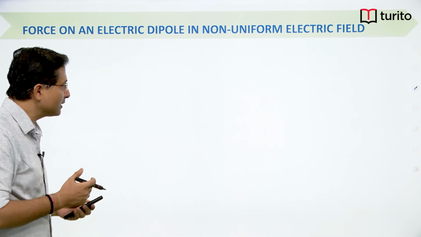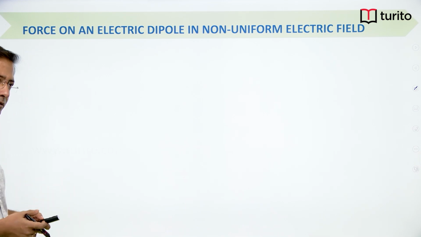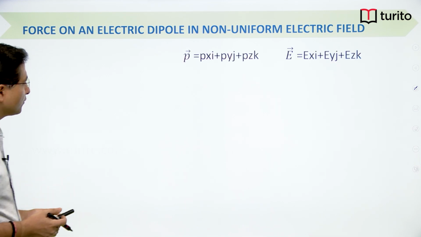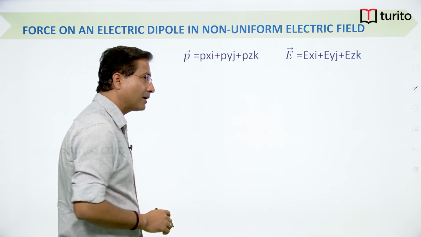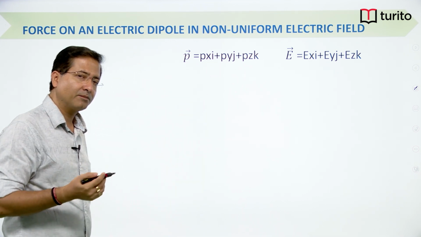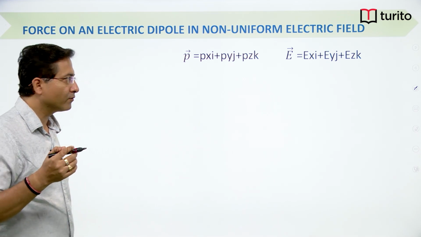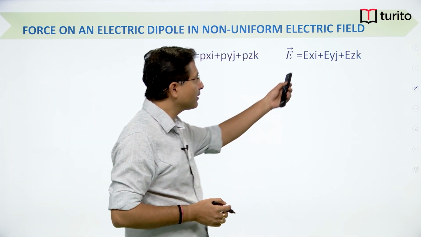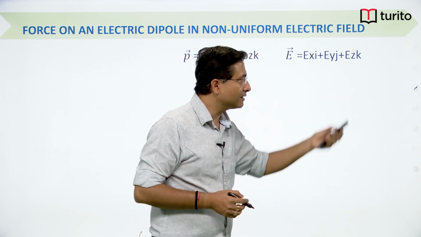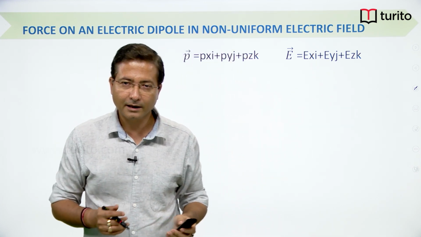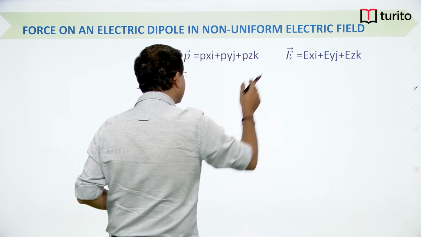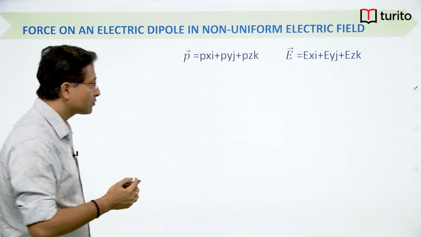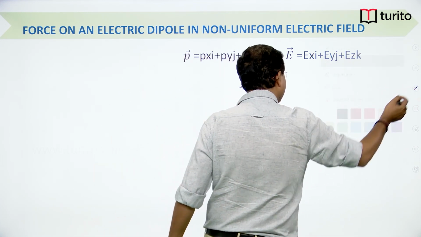But when it is placed in a non-uniform field, so in 3 dimensions I am keeping a dipole whose dipole moment is given by px i, py j, pz k, and the field in the space is given by Ex i, Ey j, Ez k, and I want to find out how much force this dipole will experience due to the presence of this field. So the situation might be something like this.